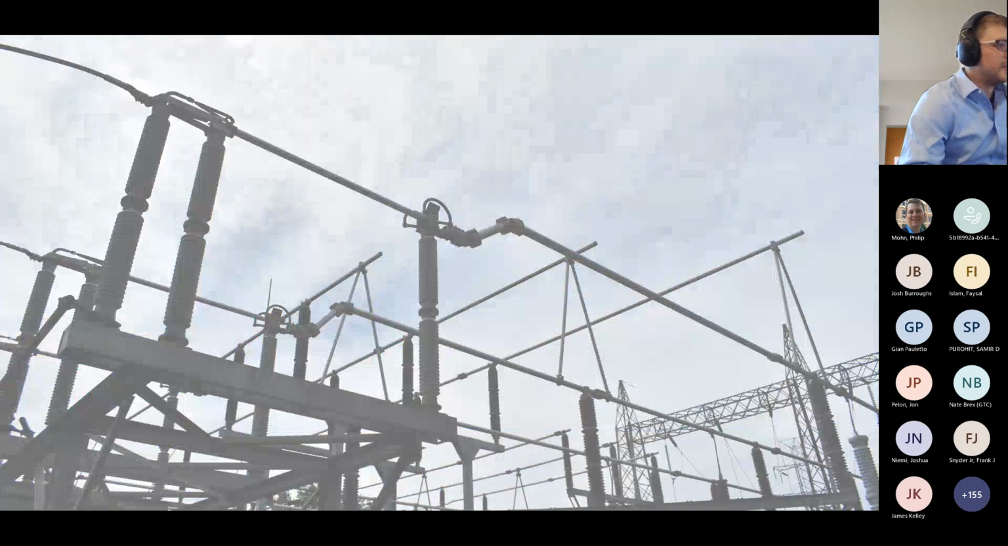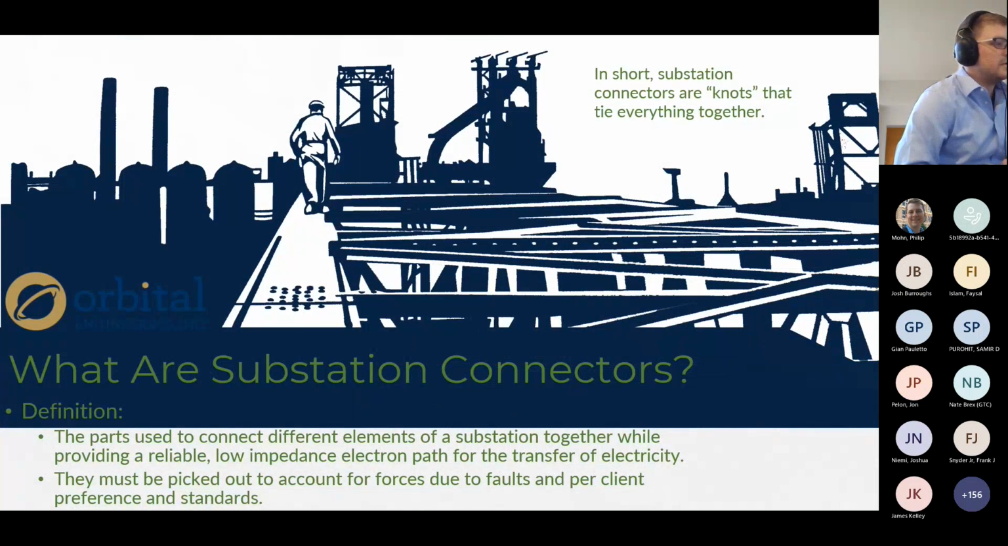So I always like to start off with the basics of what are substation connectors. There are varying different answers you can give, and some of them I like to use are: it's the parts that connect different elements of a substation together while providing a reliable low impedance electron path for the transfer of electricity. Some would say they must be picked out to account for the forces due to faults per client standards and preferences. Ultimately, I like to say they're responsible for connecting the above grade electrical system as well as the entire grounding grid system. In short, they're like the knots that tie everything together.